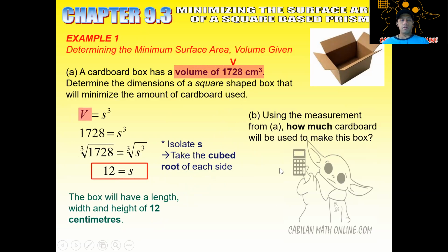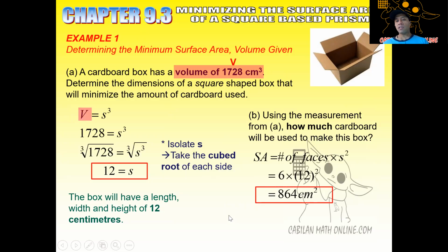Now it says, using the measurement from A, how much cardboard will be used to make this box? And we're going to use the special surface area formula. Surface area equals the number of faces times s squared. Remember that for a rectangular prism where all faces are present, that's going to be 6. So we're going to take 6 and multiply it by 12 squared, and that's going to give us 864 square centimeters. And that's all there is to it.